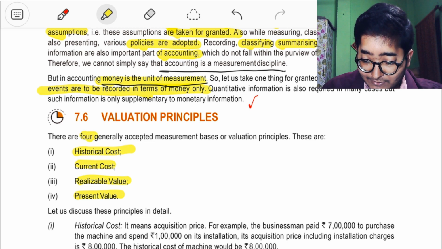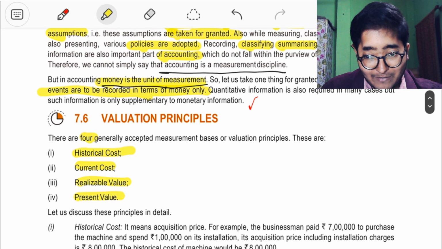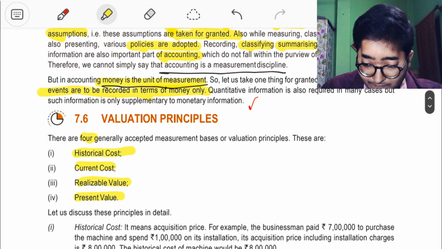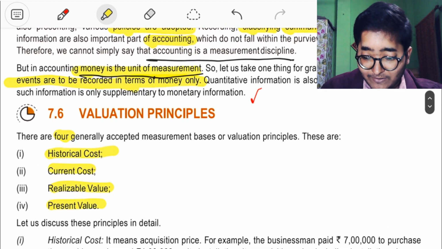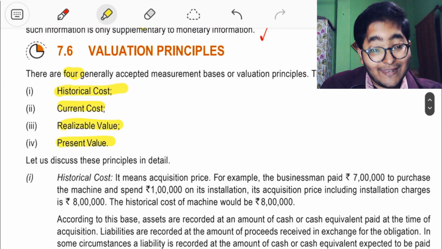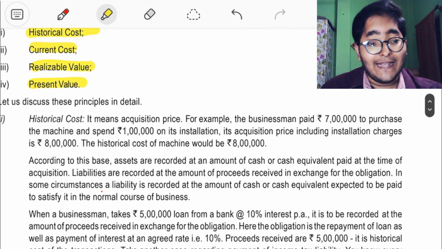Let me adjust the screen so that you can understand better. I hope it's visible now. Let us discuss these principles in detail.